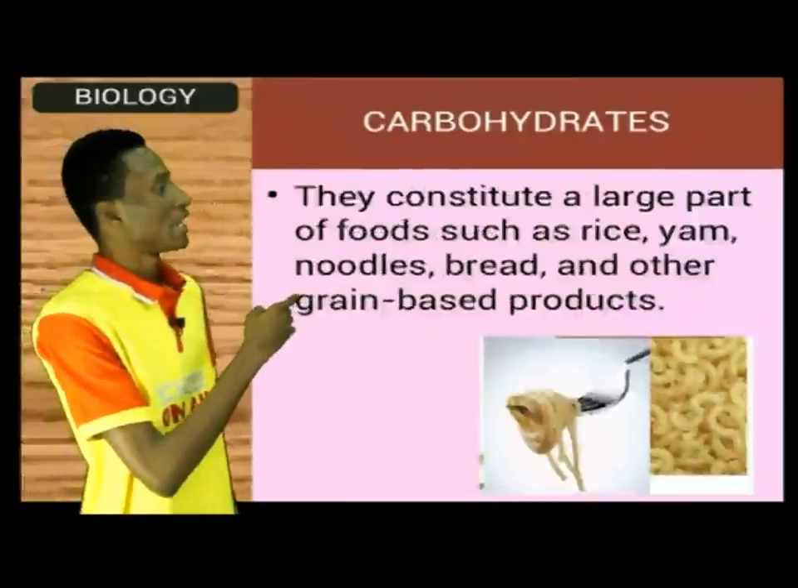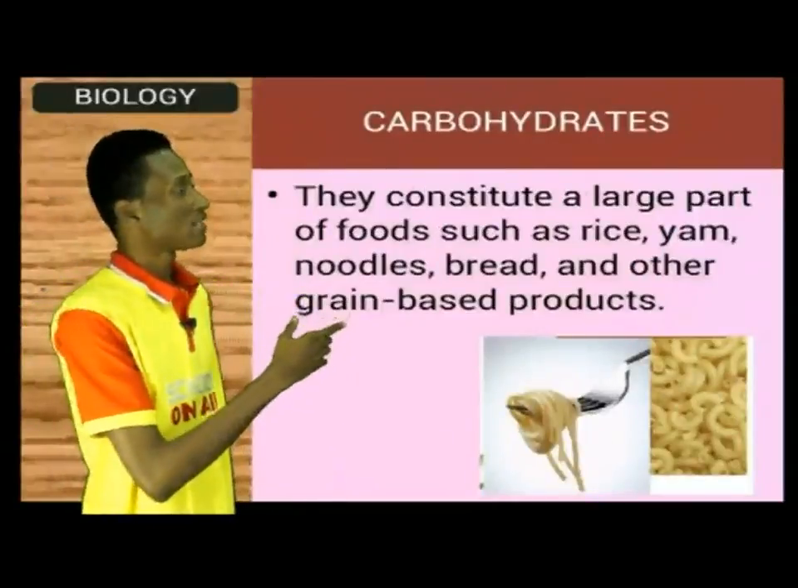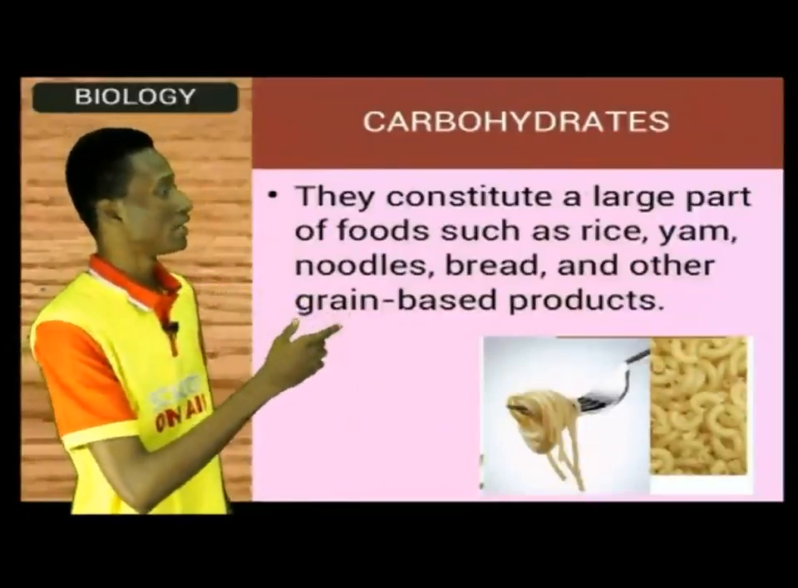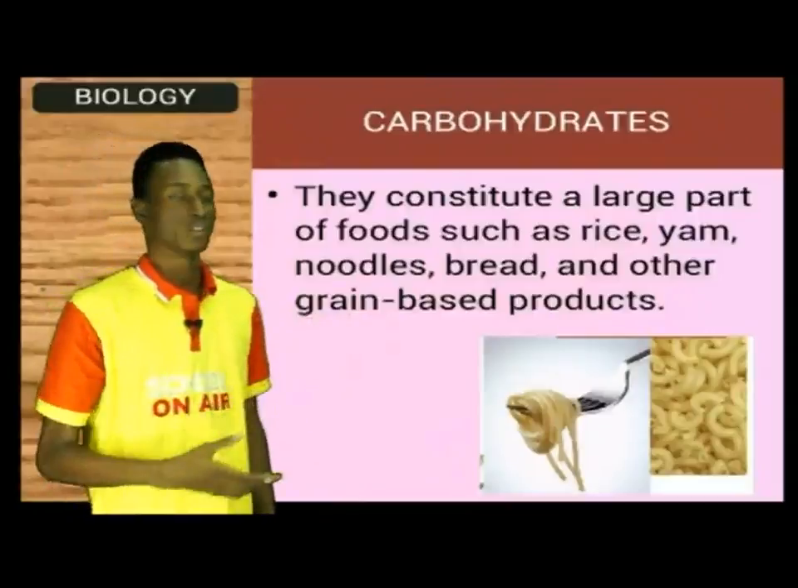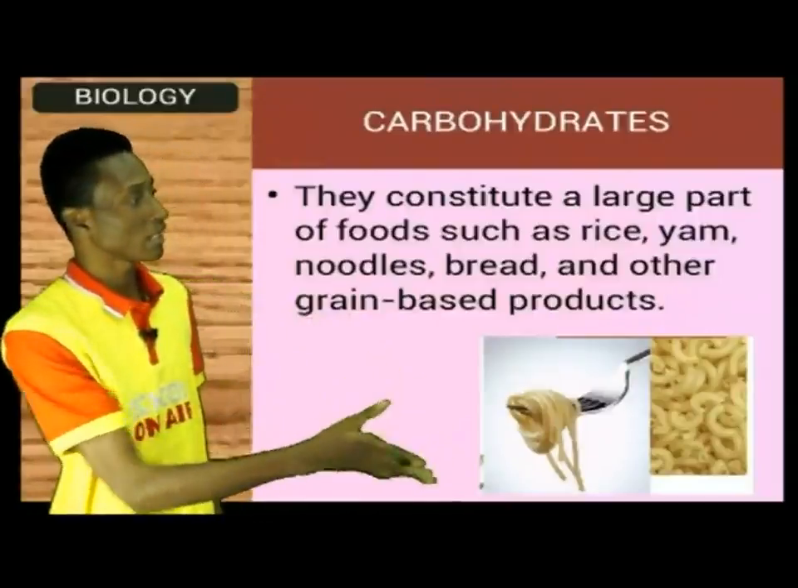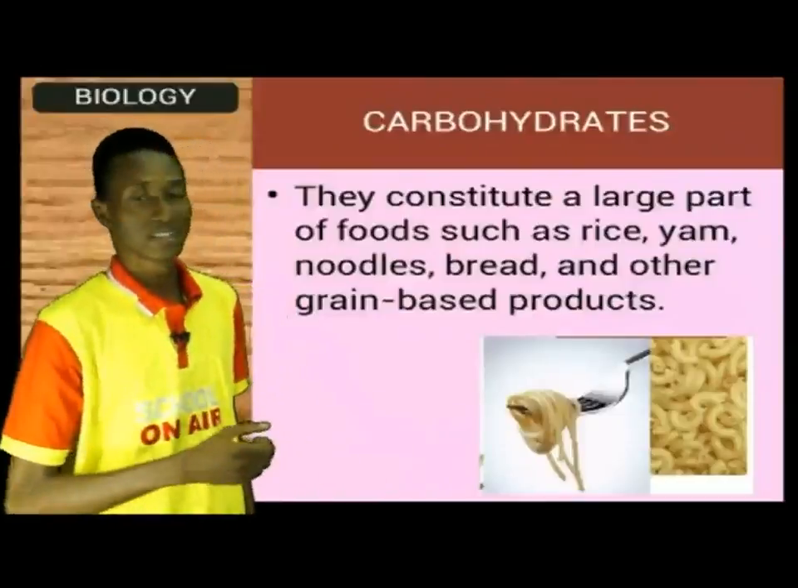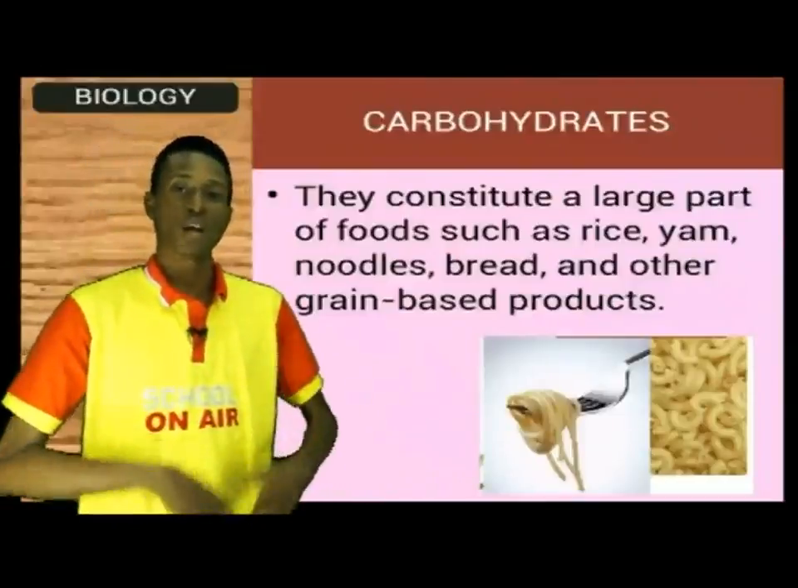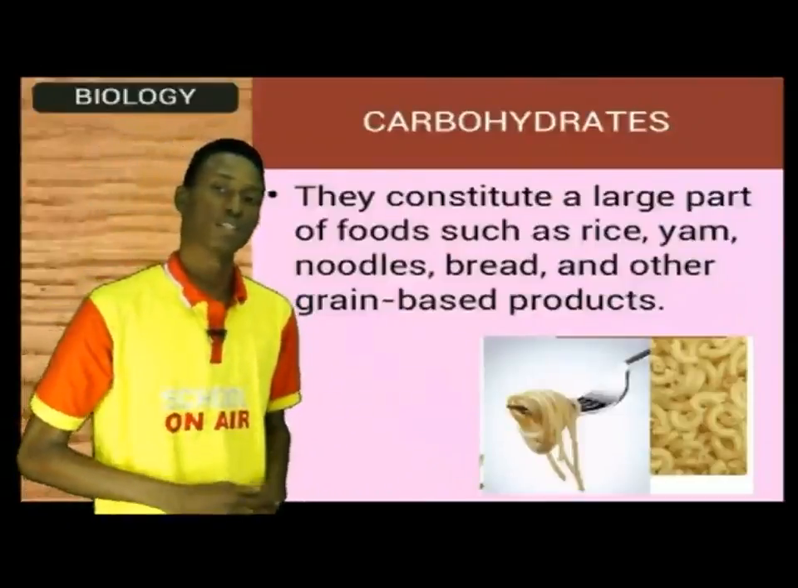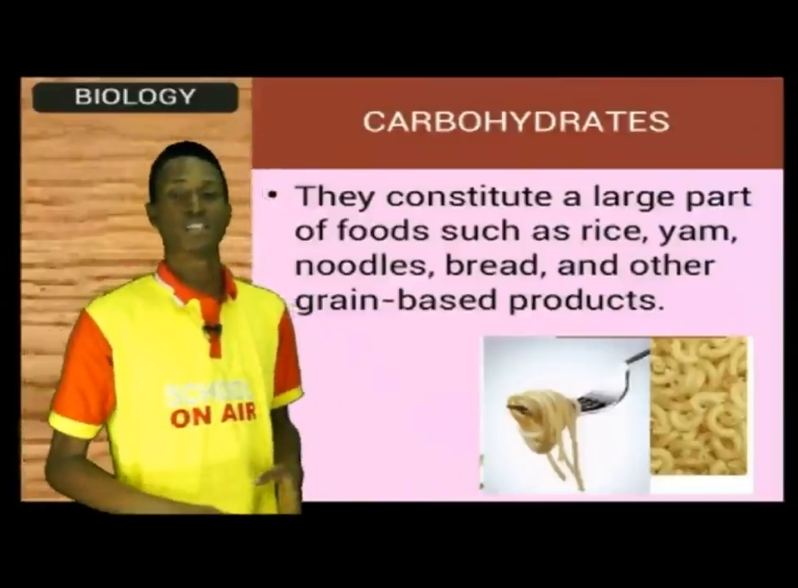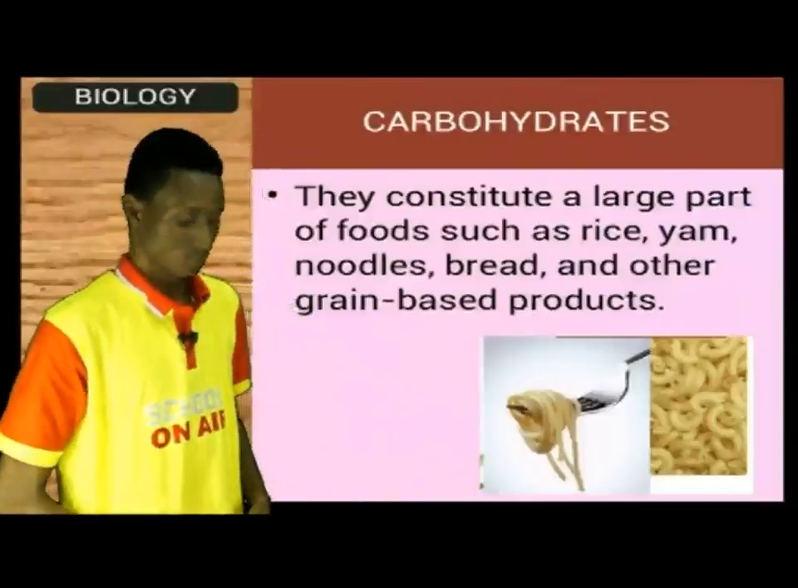They constitute a large part of foods such as rice, yam, noodles, bread, and other grain-based products. You can see this picture, this is spaghetti, and we consume spaghetti regularly. You should know that this is carbohydrates, and that is why you are consuming it in larger quantities than the other food substances that we had in our pyramid.